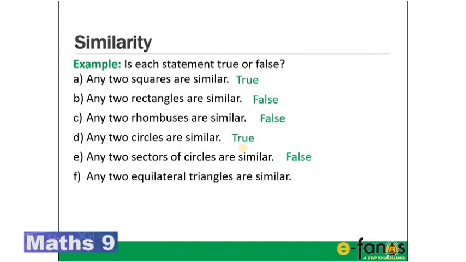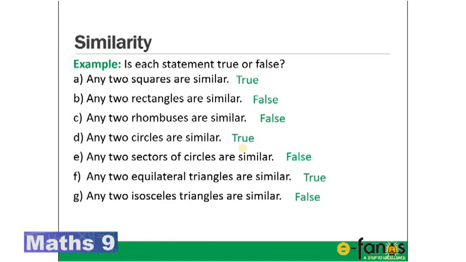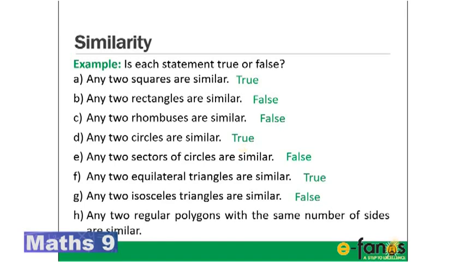Any two equilateral triangles are similar. That's true, because the angles of an equilateral triangle are all 60 degrees, so a larger equilateral triangle will just be an enlargement of a smaller one. Any two isosceles triangles are similar. No, that's not true, because you could have a tall, thin isosceles triangle, or a short, fat isosceles triangle. Any two regular polygons with the same number of sides are similar. That's true.